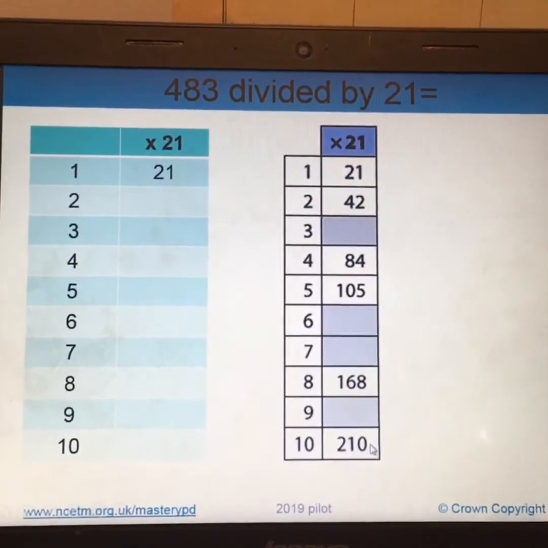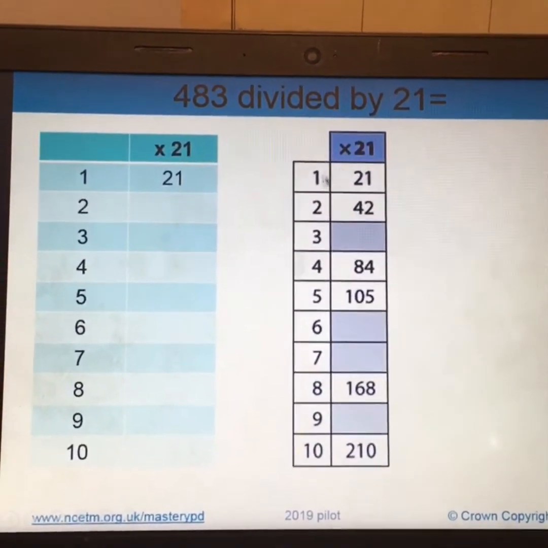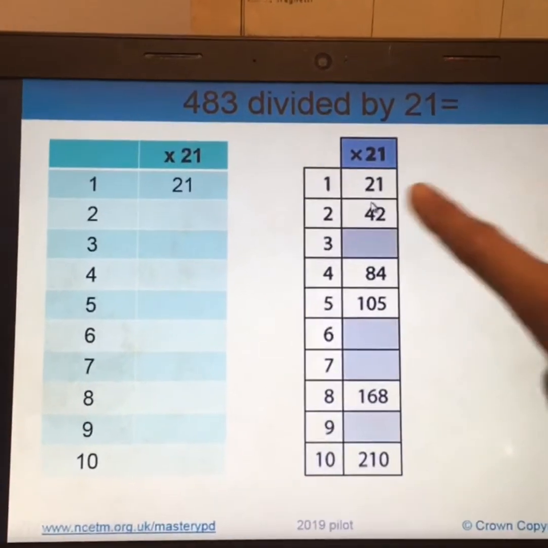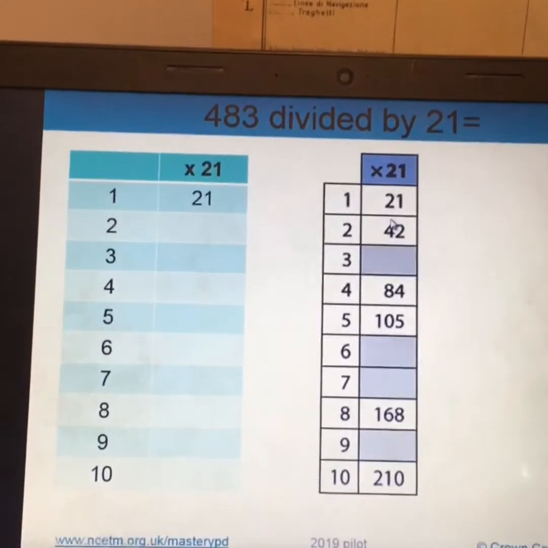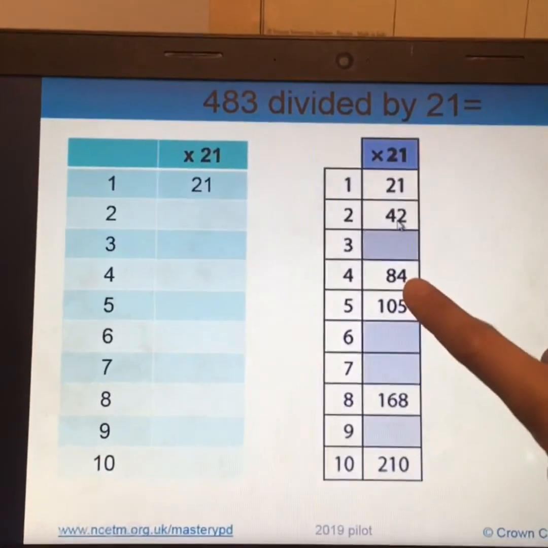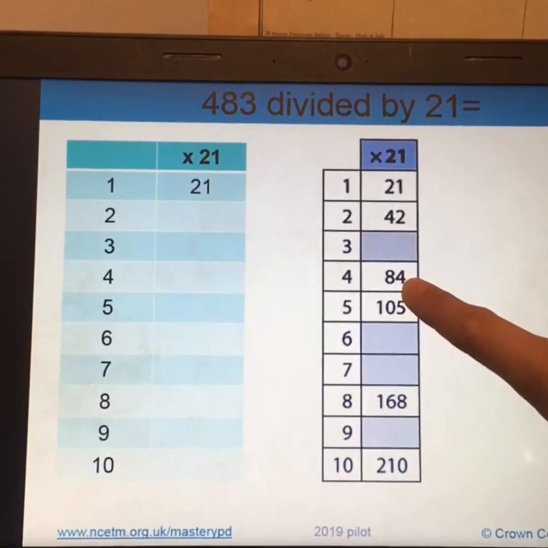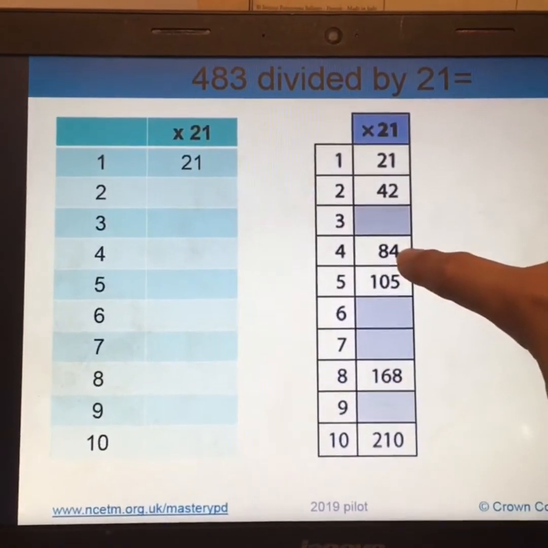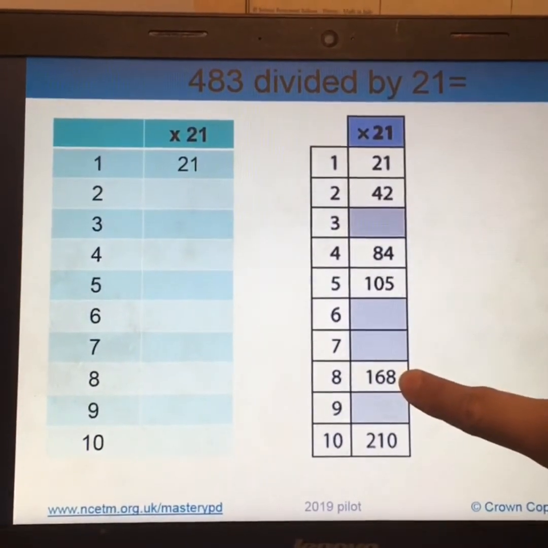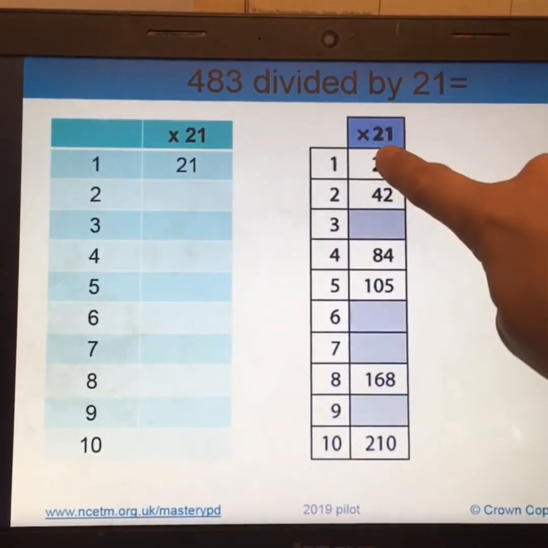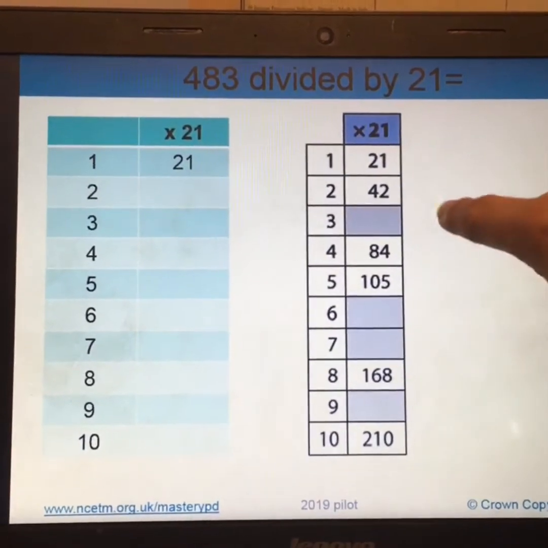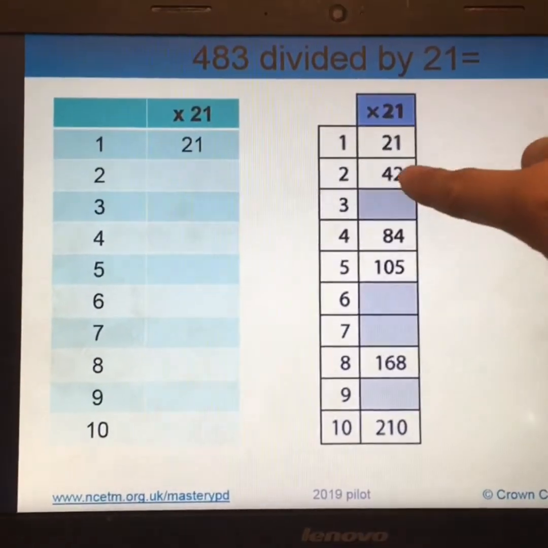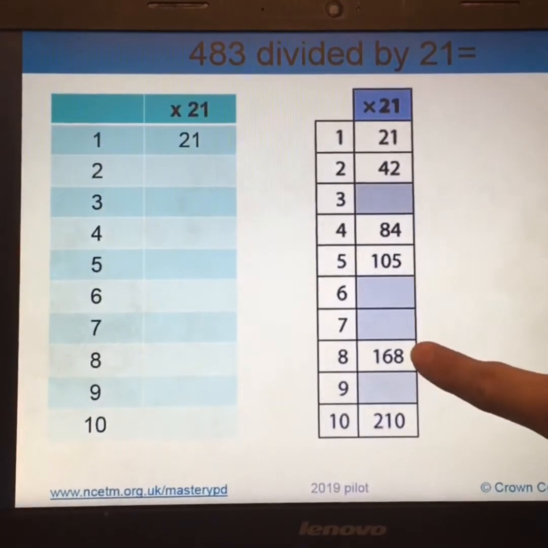Okay, if I was doing this, this is what I would do. First of all, I would double, or times by 2, one lot of 21 to get 2 lots of 21, which would be 42. How can I get 4 lots? Well, I can just double 2 times to find 4 times. How can I find out 8 times? Well, I can double 1 times 21 to get to 2, double that to get to 4, double that to get to 8. And all I'm doing every time is timesing by 2.